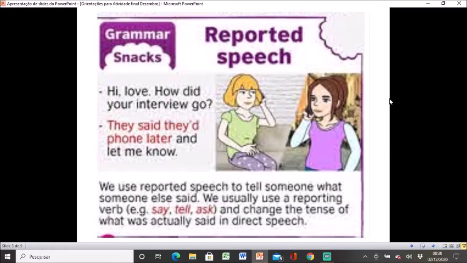Nós começamos falando sobre o reported speech. Hi love, how did your interview go? They said they'd phone later and let me know. Então, we use reported speech to tell someone what someone else said. We usually use a reporting verb, say, tell, ask, and change the tense of what was actually said in direct speech.